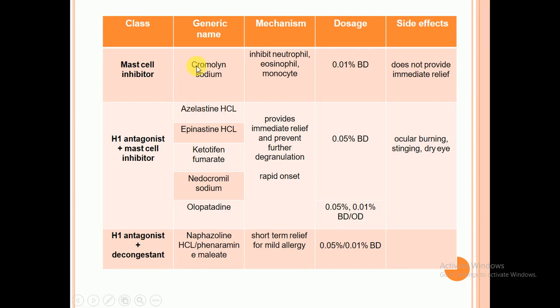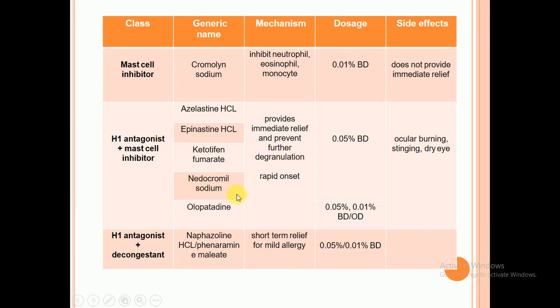Cromolyn sodium can inhibit the neutrophils, eosinophils and monocytes, which are also responsible for certain types of allergic reaction. The dosage is available as 0.01% BD, and the side effect is that it doesn't provide immediate relief. The second one is H1 receptor antagonist or mast cell inhibitors, that is azelastine HCl and epinastine HCl, and ketotifen fumarate and nedocromil sodium.